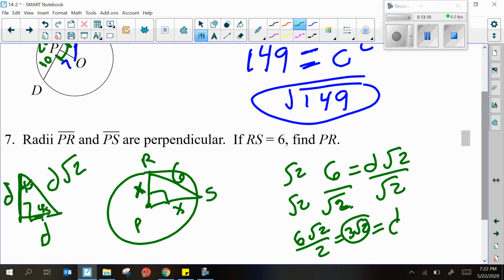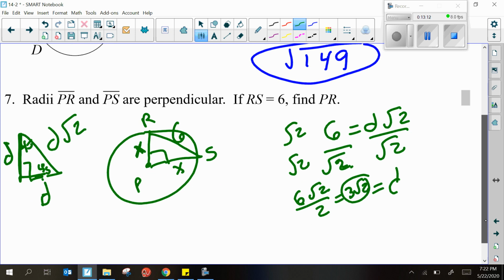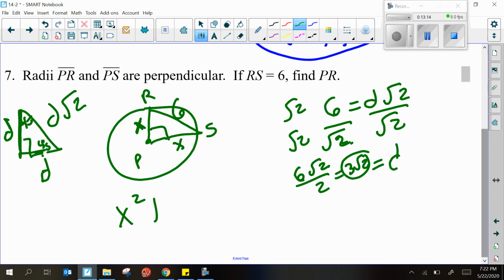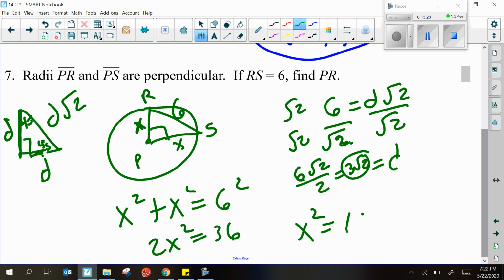Or you can use the Pythagorean theorem. With the Pythagorean theorem, you would just say x squared plus x squared equals 6 squared. 2x squared equals 36. Divide by 2. X squared equals 18. Take the square root. X is 3 radical 2. So lots of ways to do this, but I just want to pull your attention to that 45, 45, 90 triangle, just because that'll be really helpful next year if you can start to recognize those relationships.